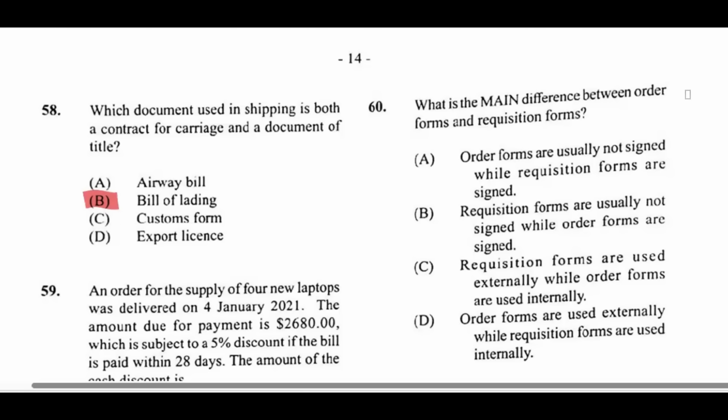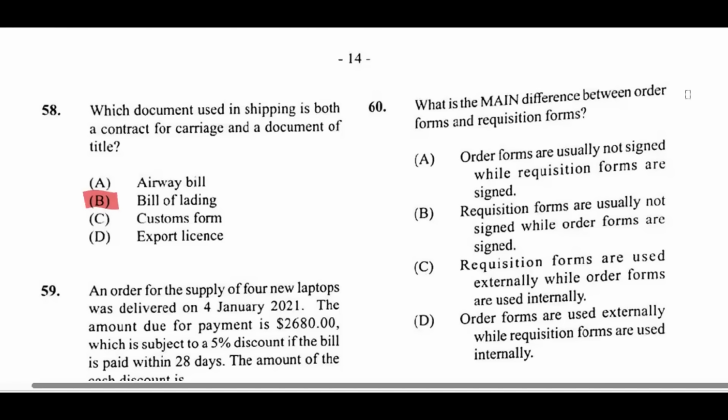The requisition form comes from the employees. If you need a laptop to do your job, if you need an office chair, you fill out a requisition form requesting the items. Most importantly, you pass it to your supervisor, and then they in turn pass it to the purchasing officer. So what is the main difference between the order forms and the requisition forms?